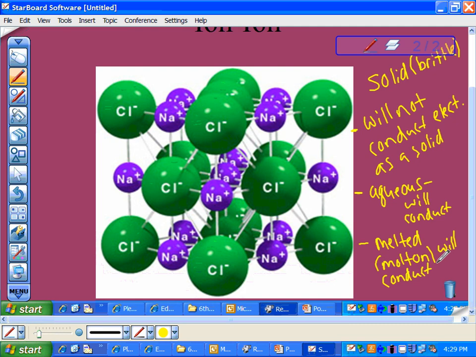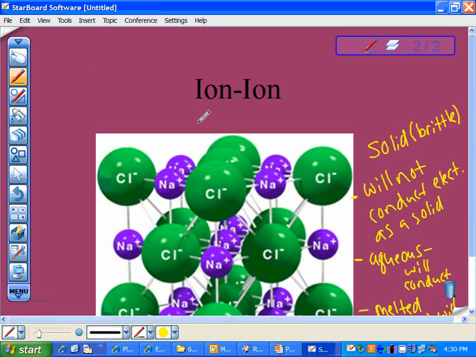So that's the strongest. Because this is the strongest, they're going to have the highest boiling point, the highest melting point, and also the highest heat of vaporization. Heat of vaporization is the amount of energy it takes to send it from a liquid to a gas. So it's going to take a lot of energy for this. So ion-ion is the strongest.